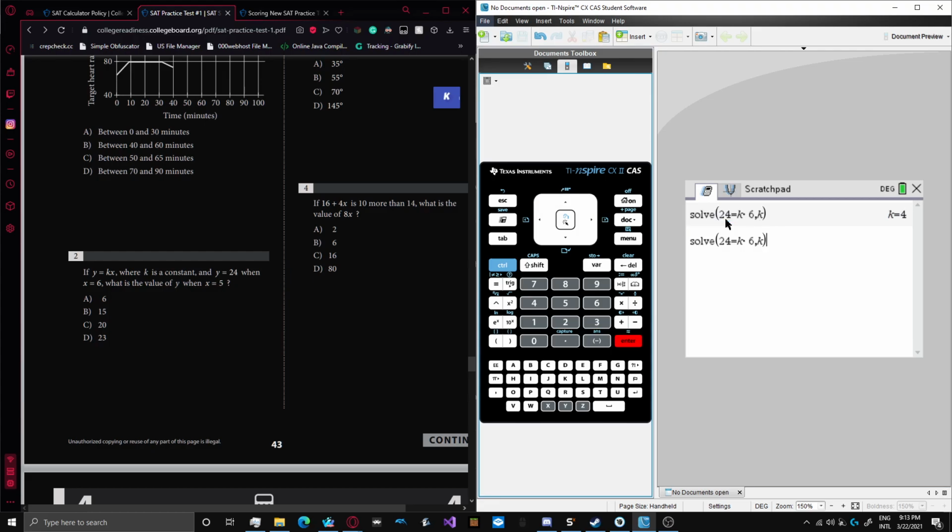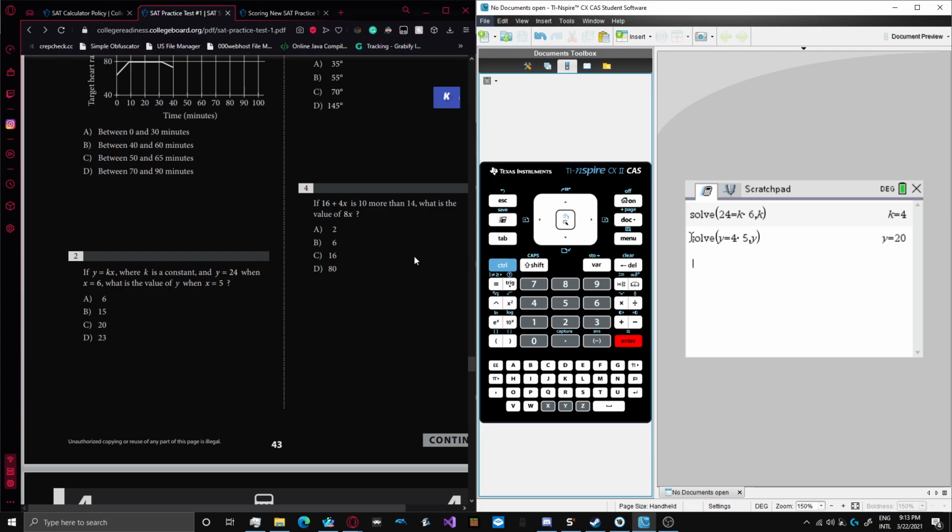Now let's go ahead and do this again with the second part. What the second part's asking is, what is y when x equals 5? So we know that k is now 4, so we can replace 4 for k, and then change x from 6 to 5, and then make y the unknown, and then solve for y, which to solve for a certain variable, you do comma y, and then hit enter. Y is 20, so the answer is C. Bam, we're done with number 2.